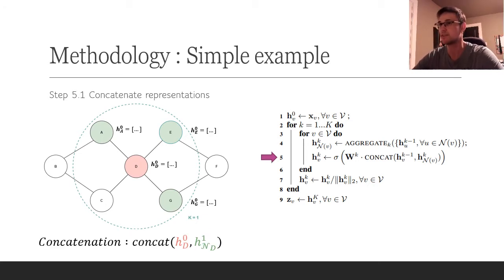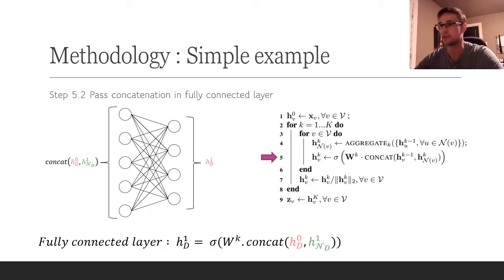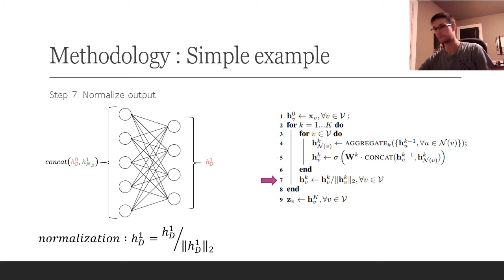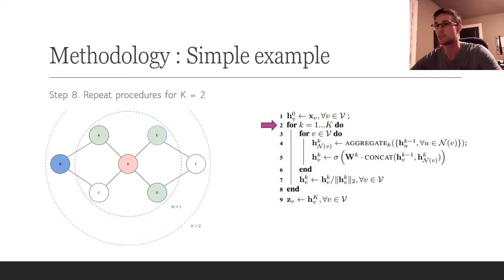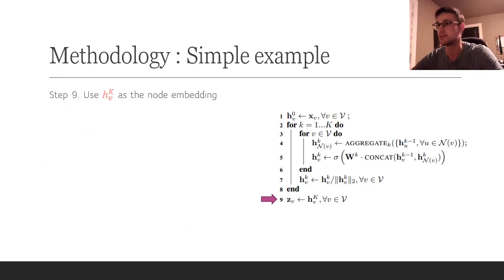Once we have this, we need to concatenate it with our current node representation. And then once we have the concatenation, we pass this through a fully connected layer to get the node representation at a search depth of 1. Once this is done for all of the nodes in our graph, we would normalize all of the representations, and these would act as the node embeddings for the search depth of 1. But this process would be repeated for all of our different search depths. And then we would simply use the last representation of the last search depth as our node embedding. So this is how we obtain the node embedding for the node D with the GraphSAGE approach.